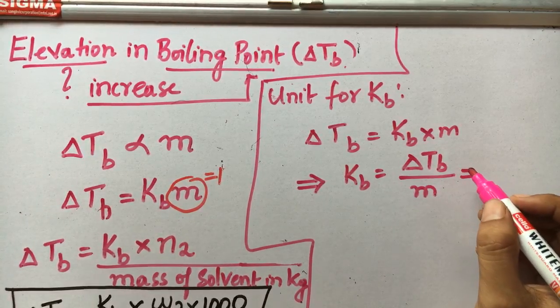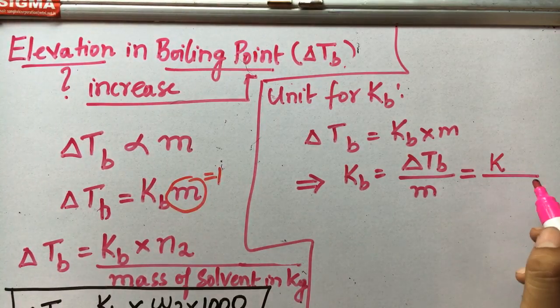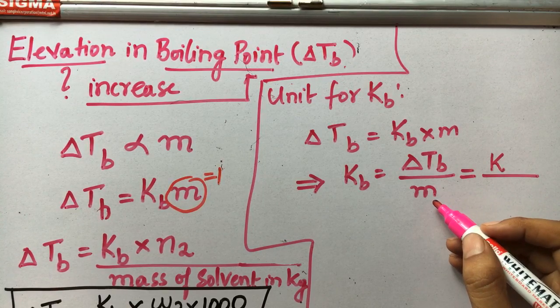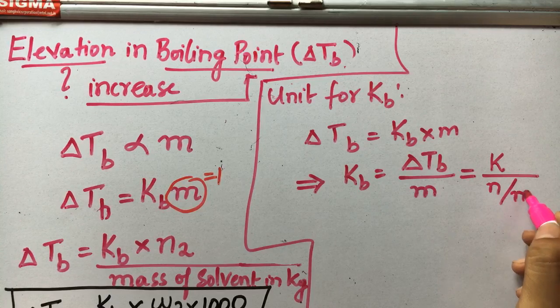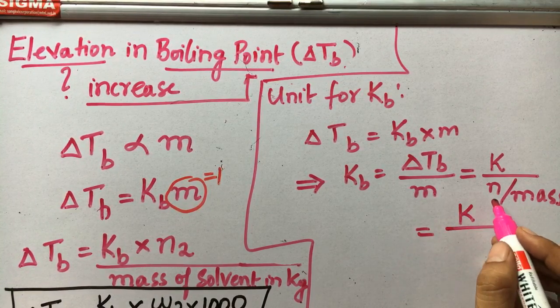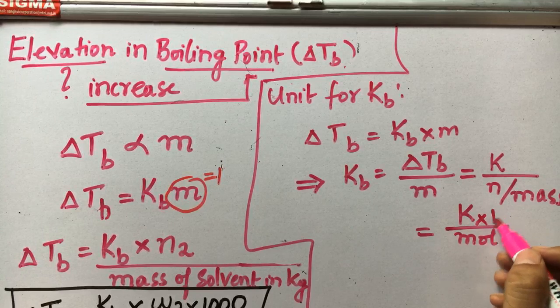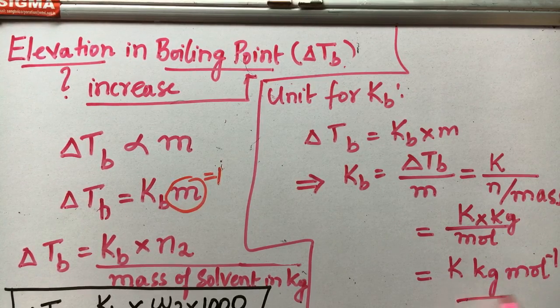You know what is the unit of delta Tb? Change in the boiling point, the unit should be Kelvin. The unit of boiling point is temperature, that is Kelvin, divided by molality, which is number of moles divided by mass of the solvent in kg. So that should be equal to K divided by mole per kg. So what is the unit for that? Kelvin kg per mole.